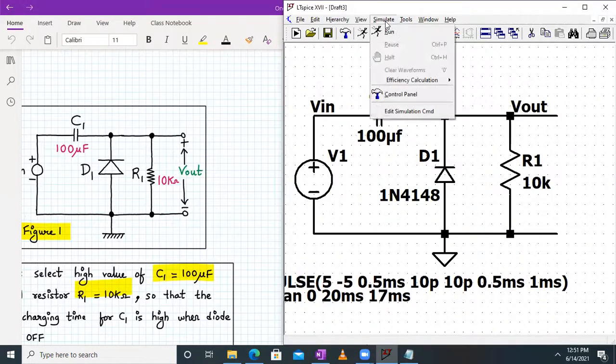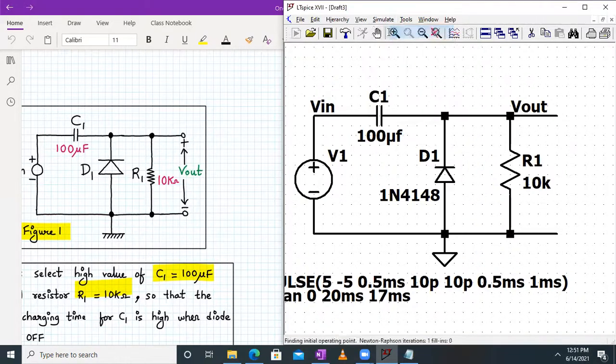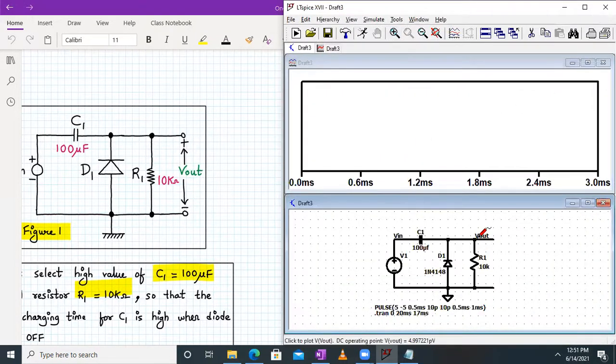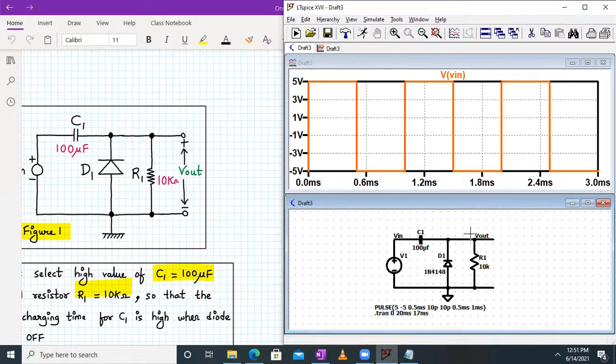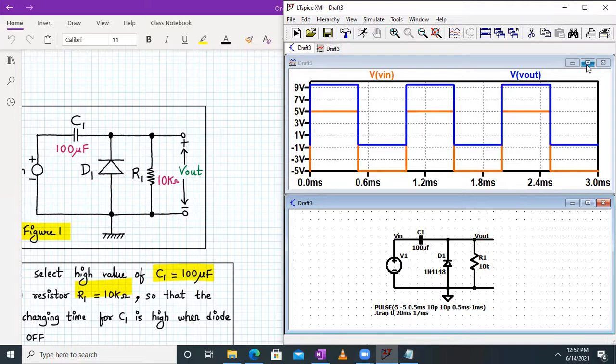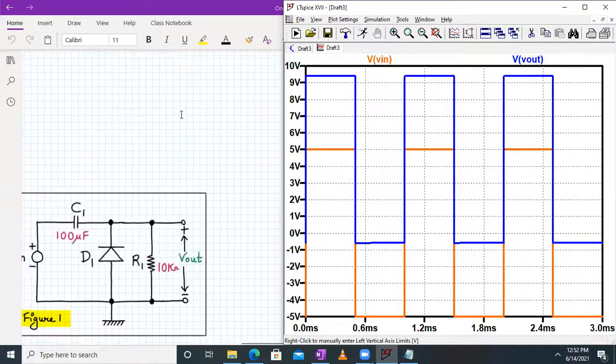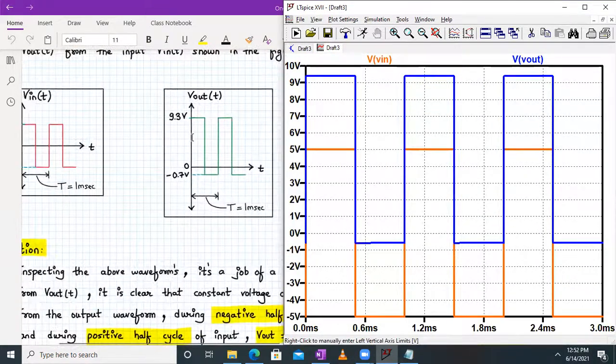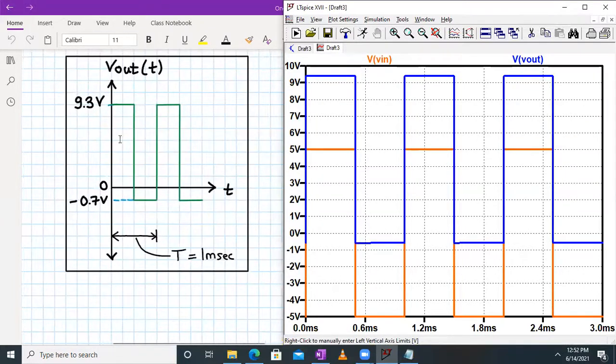Then we go to simulate and click on run to check the input and output waveforms. We can plot the input and then the output. So here it is. Now let us compare it with what we desire. We desired that the output has to be 9.3 in the positive half cycle, and in the negative half cycle it should be minus 0.7. So here it is. In the negative half cycle, its value is coming out to be, let's calculate this.